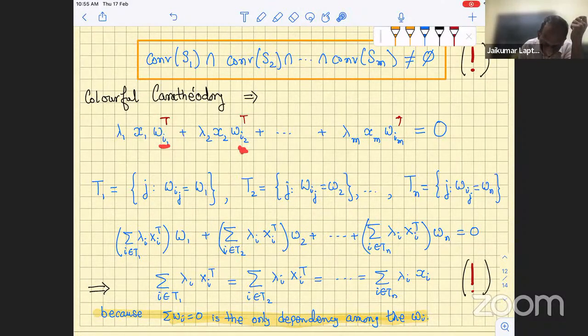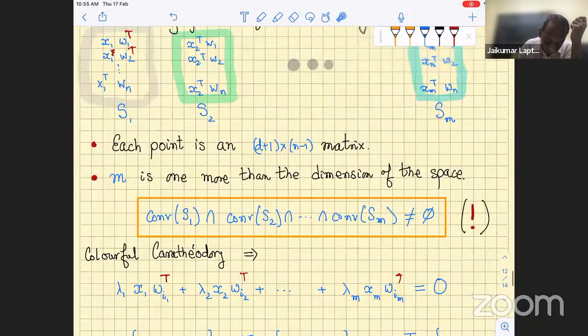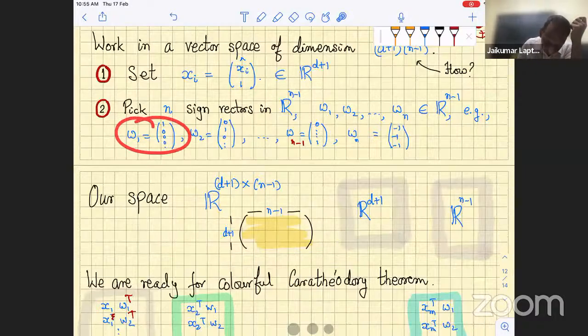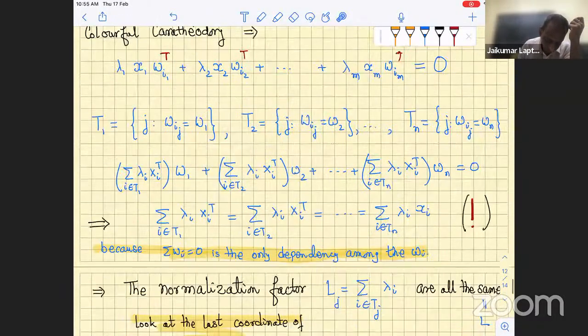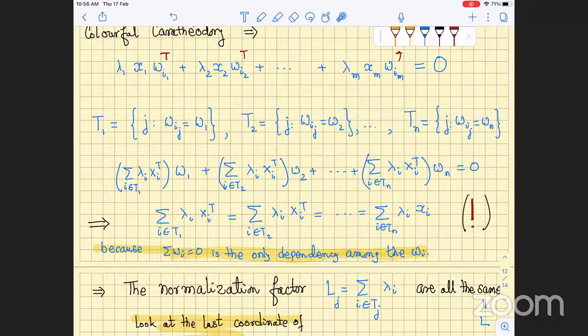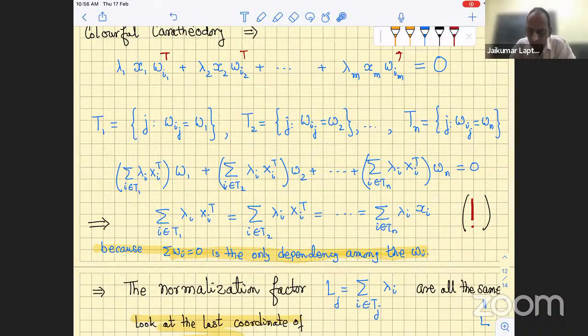Those that use W1, which W1? The very W1, this W1. Those that have W1 in their second coordinate here, put them in T1. Those that have W2, those indices here, put them here. And those indices that have N, you put them here. Is this clear? So how many sets have we obtained? N. And why is it N? One for each sign. Yeah, Shrijato, go ahead.